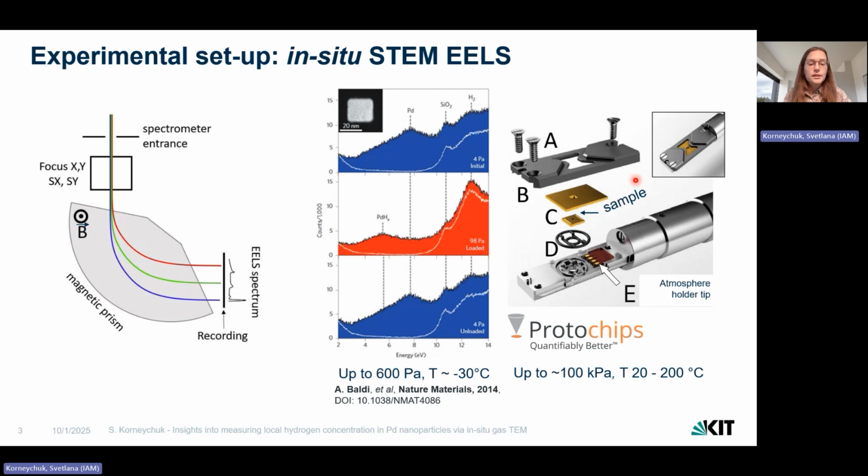Here we use the gas cell holder from Protochips. We are more flexible with temperature and pressure ranges, and we could create a situation where the palladium hydride phase is stable, and we could do spectrum imaging of the palladium hydride and measure the concentration.